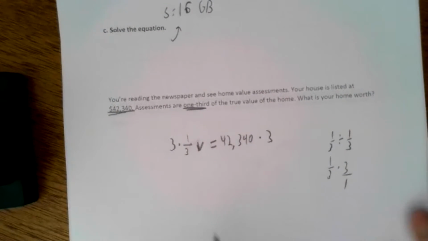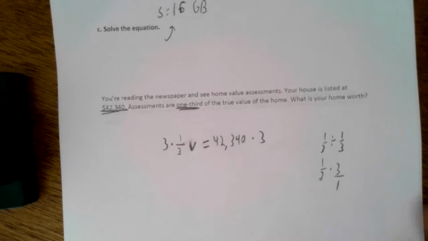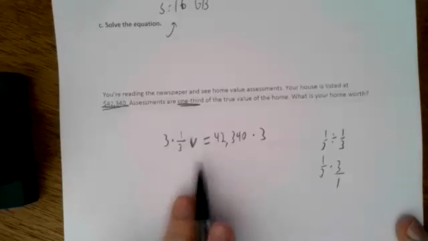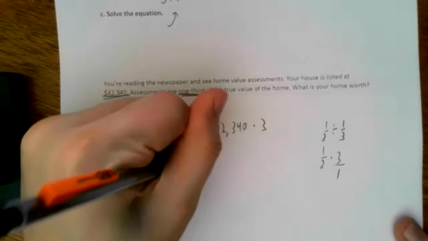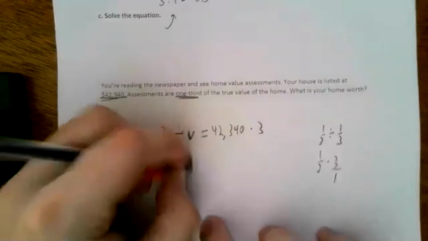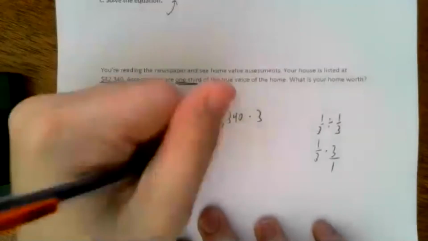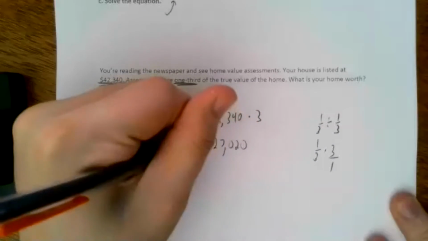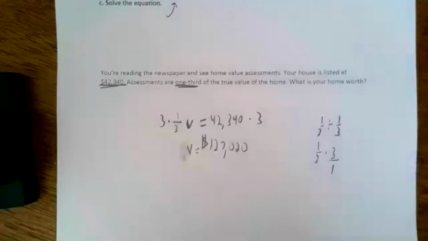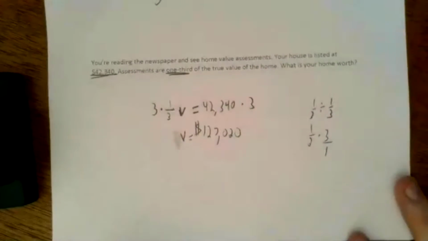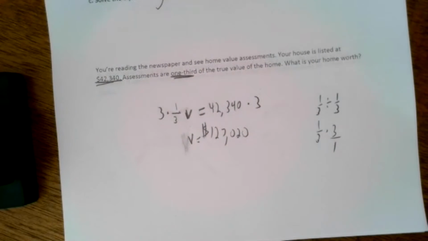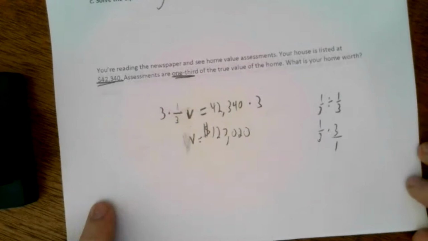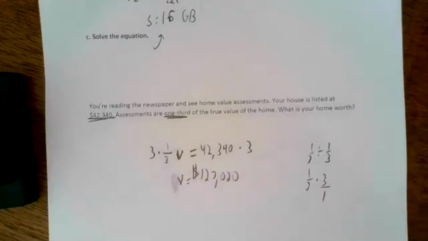It'll show you the same answer in your calculator. But I'm just going to multiply both sides by 3. Right? So we just get V on the left, and we get some 6-digit number on the right. 127,020. $127,020. So that's the true value of your home. Yep. Awesome. Anyone have any questions on this page?